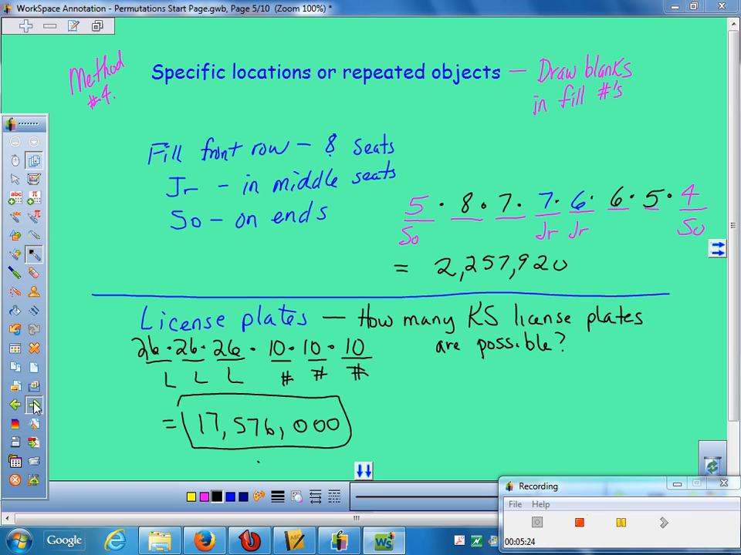So what's the formula? Yeah, that's the method. The method is draw blanks and fill in the numbers. That is the method.